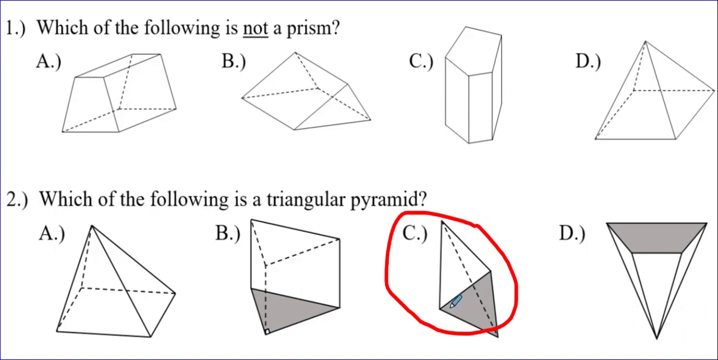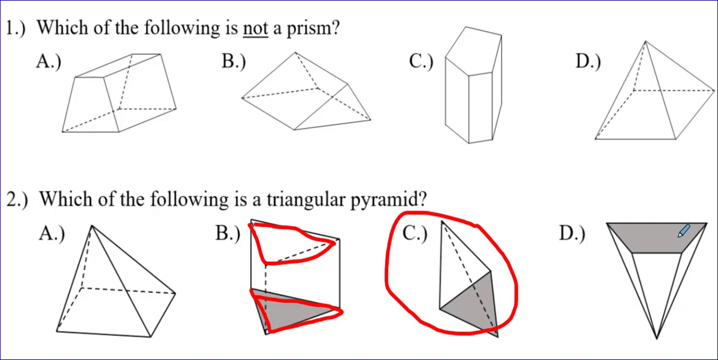Choice C had a triangular base. You can see I made it a little dark here for you. And coming off of that triangular base, we had 3 triangles. That's the qualities of a triangular pyramid. Choice A was a rectangular pyramid. Choice B was not a pyramid at all. We had a triangle in the front and a triangle that was exactly like it, parallel to it in the back, and rectangles are in between. So choice B was actually a triangular prism.